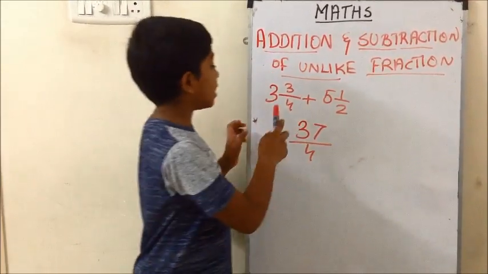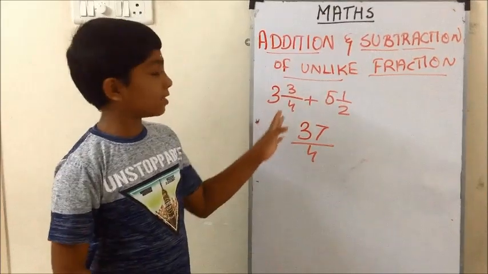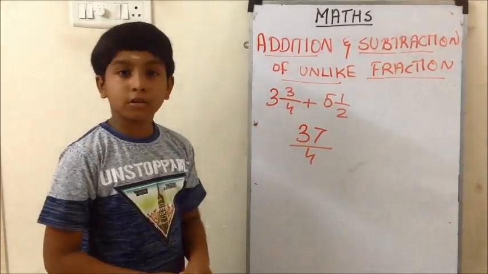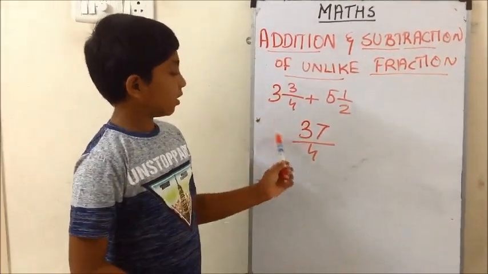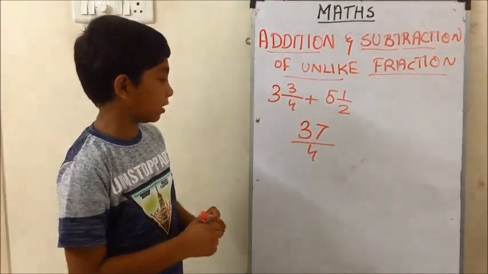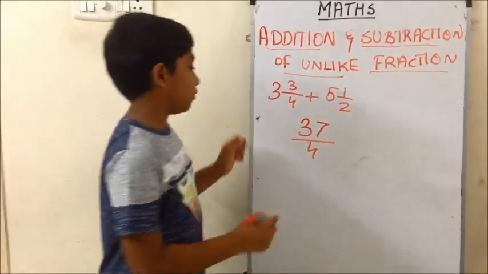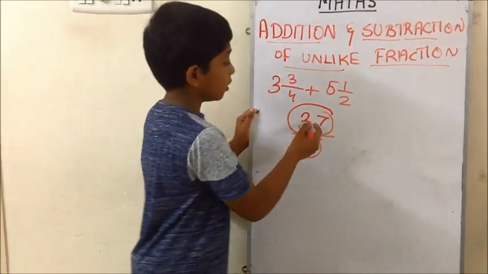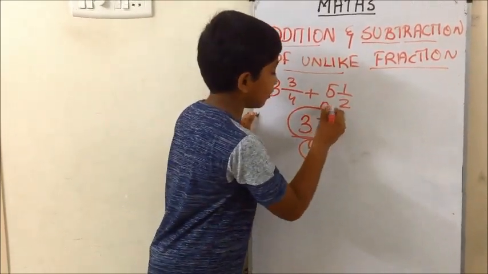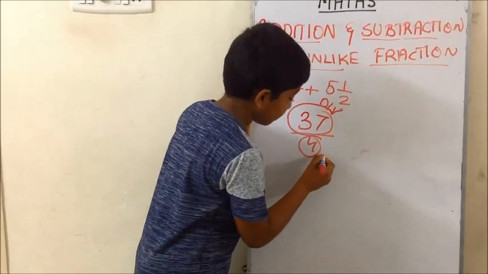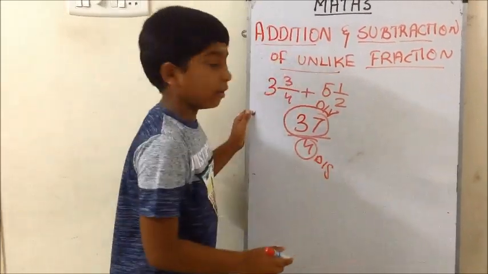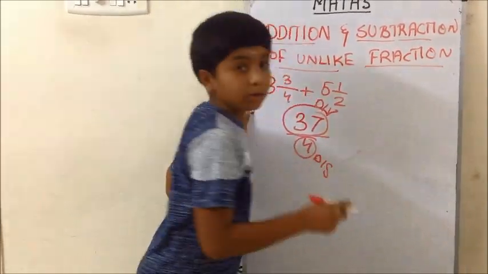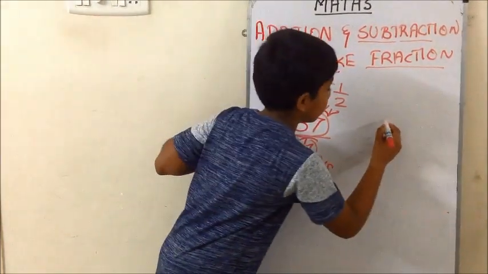When we are adding the two fractions as mixed fractions, we also need to convert the improper fraction into mixed fraction. What is the formula? We need to divide these two numbers. The numerator will be the dividend and the denominator will be the divisor. We need to divide it.